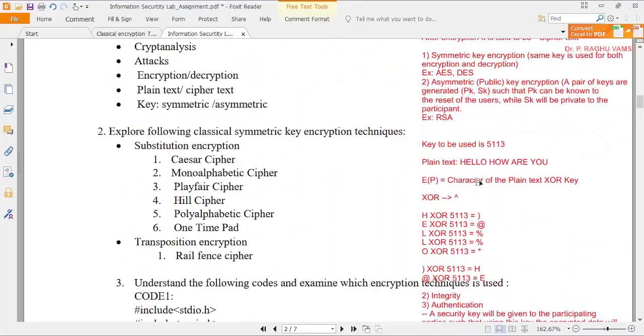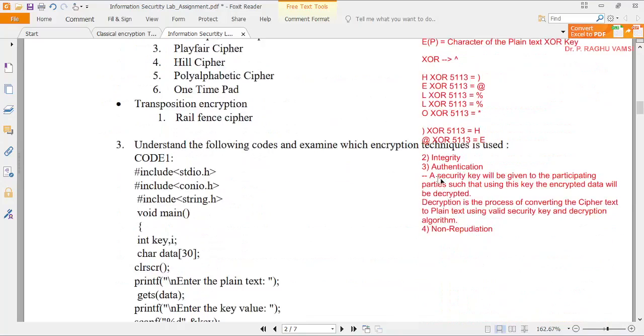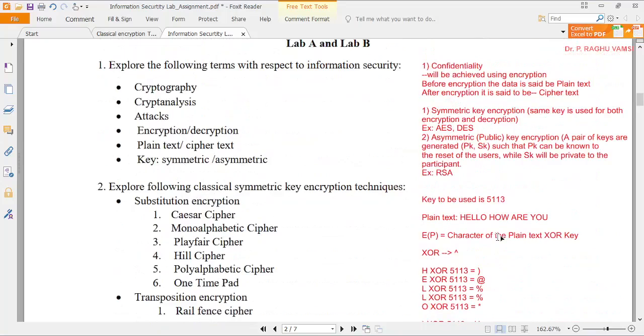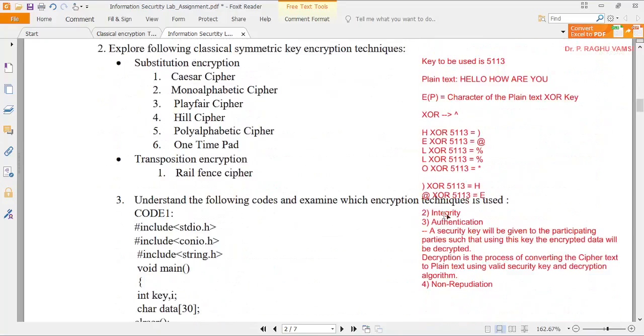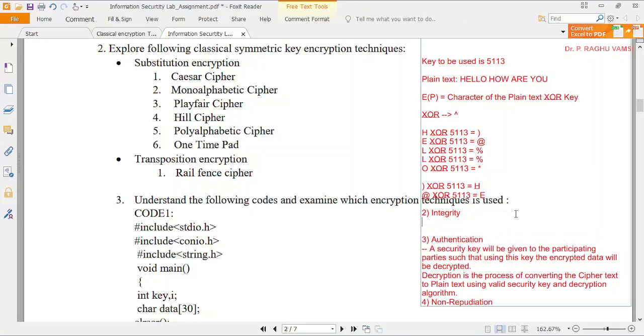While coming to the use of keys, whenever a valid security key is there, only that person is authenticated and can decrypt the particular encrypted data. Now, we are left with two things: integrity and non-repudiation. Integrity is the way of checking whether the original data has been tampered with or not.